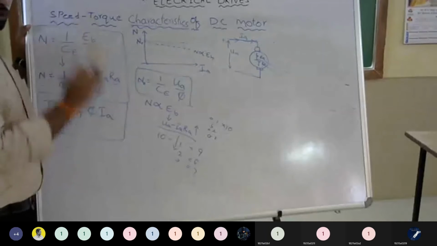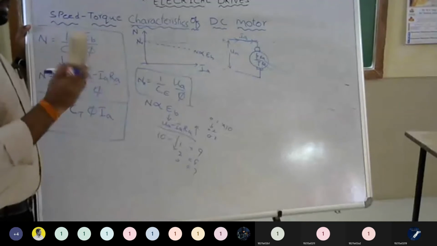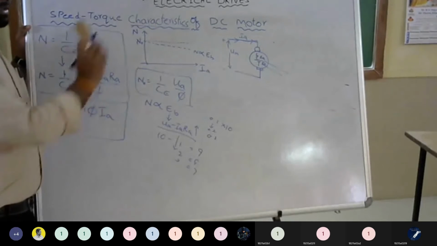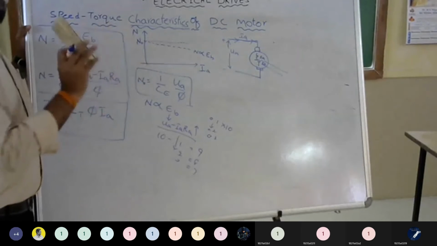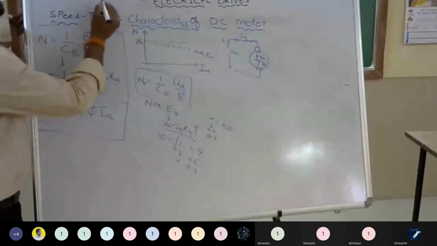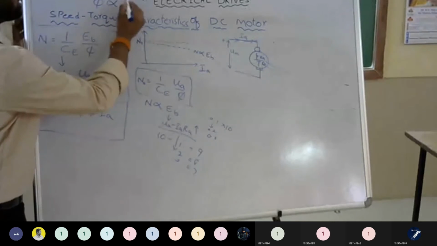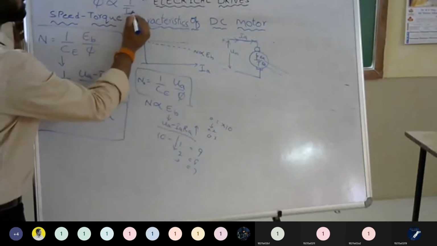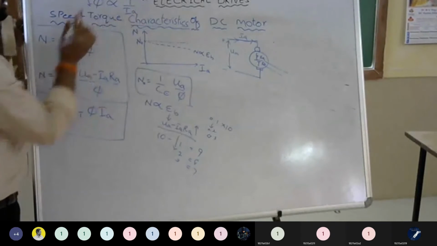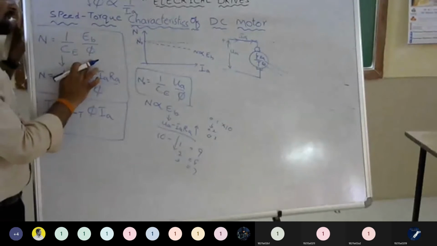If you want, go through the DC motor's armature reaction and read. If you do not understand, then I will explain, or otherwise, when our syllabus is completed, we will also go through what armature reaction is. Right now, we have to remember that flux is indirectly proportional to IA. If IA is increasing, flux will decrease because of the armature reaction.